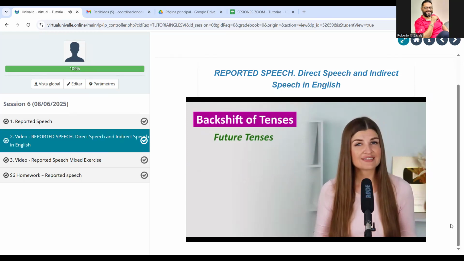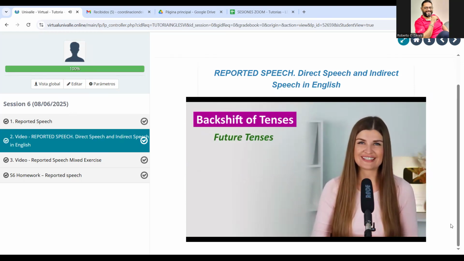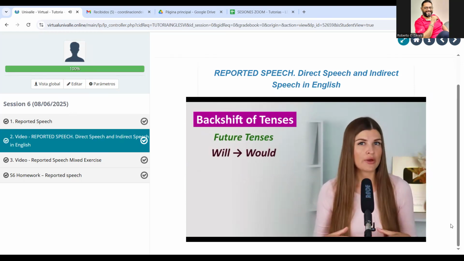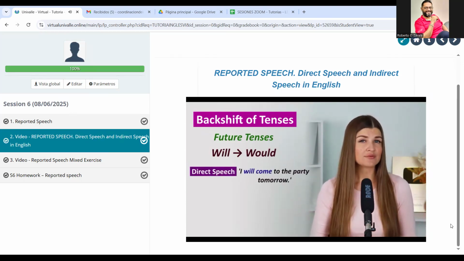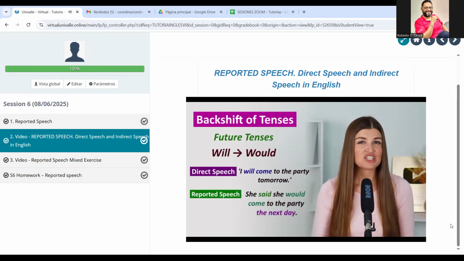The future tenses are also really easy. They all use will, and will just changes to would. "I will come to the party tomorrow." She said she would come to the party the next day. We've changed the tense and we've changed the word tomorrow. We replace tomorrow with the next day.